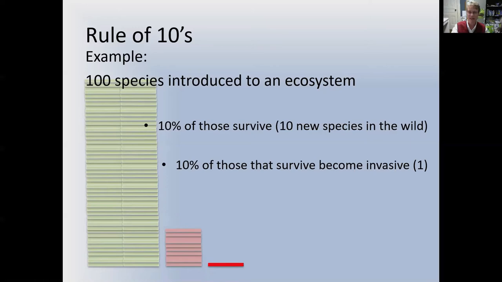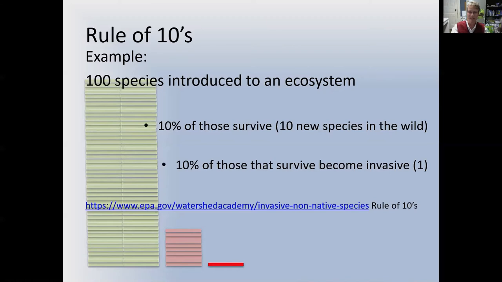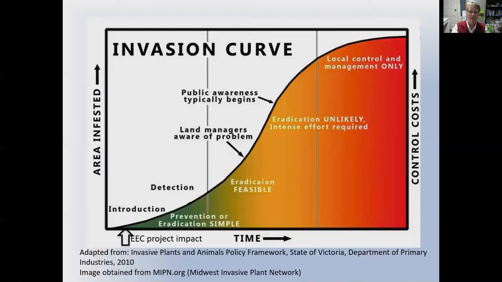There's a little bit of a website there to refer to, which you'll get as a resource at the end of this webinar. If we look at what that looks like in terms of this invasion curve, if we can stop the process right here at the introduction, then we have a chance of avoiding a whole bunch of cost and a whole bunch of effort as that one introduction can become an out of control situation. So it may be quite a while before detection even occurs.